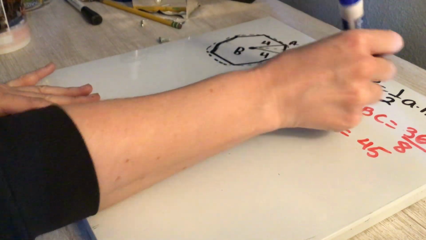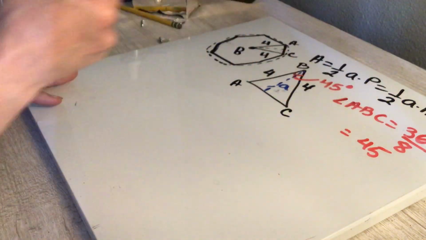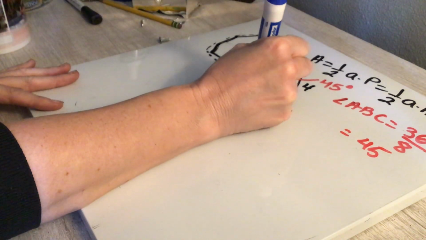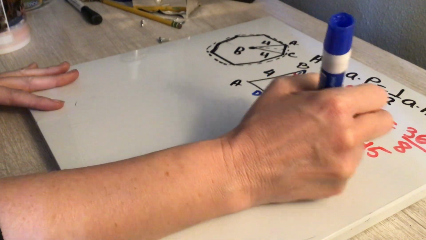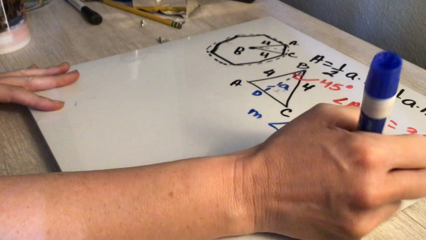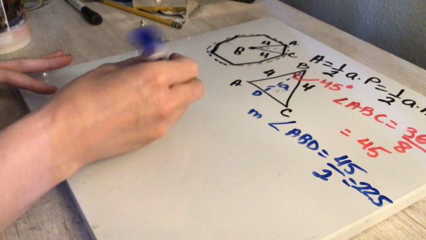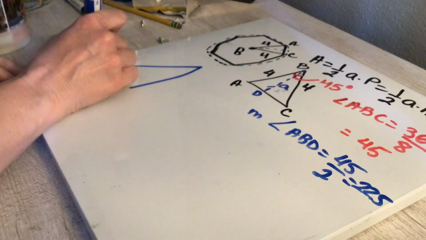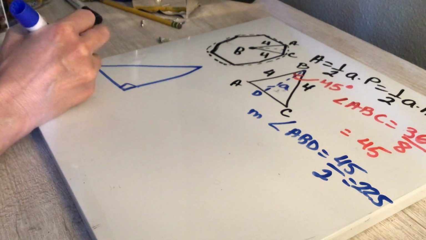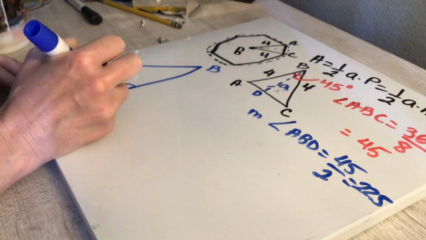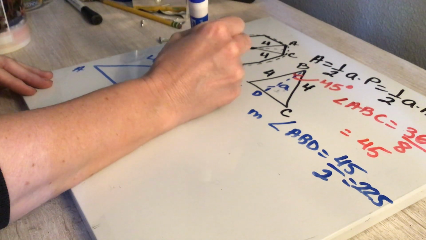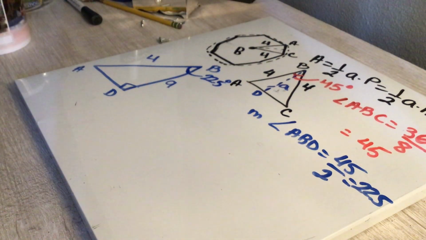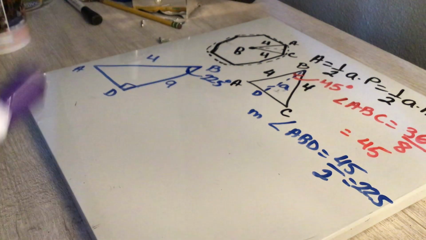So we end up bisecting 45 degrees. We're going to label this D now, and we're going to say that the measure of angle ABD is half of the central angle, so half of 45. Now we have this triangle here. So here's a right angle. Here is A, B, and D. This is our apothem. This is 4, and this angle is 22.5 degrees. So we need to know the side, and we need to know the apothem.